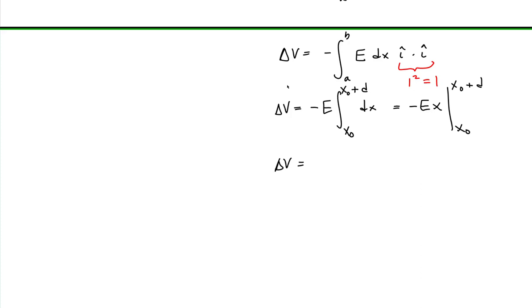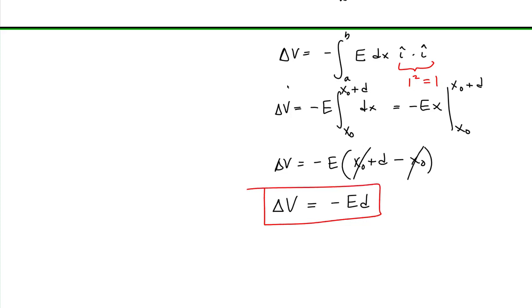This means that our potential difference is minus E. Our final position is at x naught plus d. Our initial position is at x naught. And the x naught minus x naught cancels. And we get the potential difference in a uniform electric field between 2 points separated by a distance of d is equal to minus the magnitude of the electric field times d.